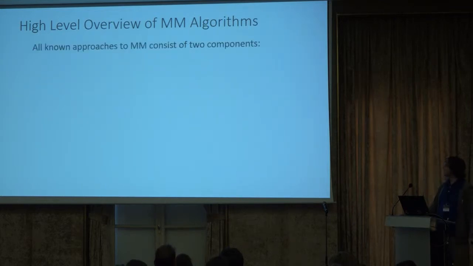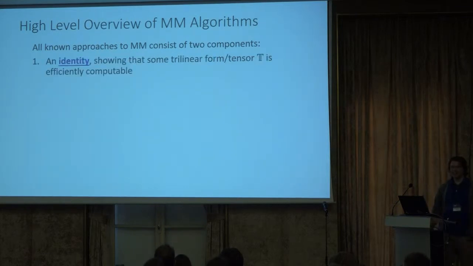The known approaches to matrix multiplication algorithms have two components. The first is an identity, where you show that some trilinear form, which I'll call a tensor, is efficiently computable. What do I mean by that? Well, matrix multiplication is a trilinear form in that you get these two input matrices x and y, and each entry of the output matrix is a bilinear form in the x entries and the y entries.